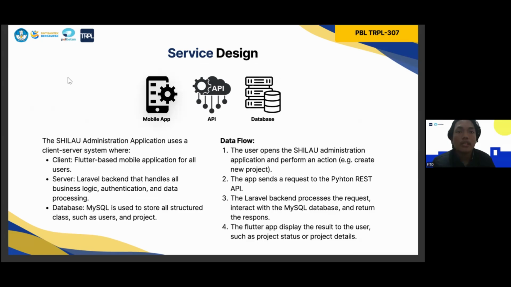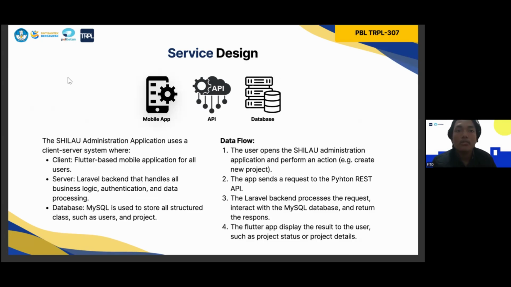On this slide, I will explain the service design of the Silo administration application. The Silo system follows a client-server architecture consisting of three main components. The first is the client or mobile app, which is a Flutter-based application used by all users. The second is the server, a Laravel backend that handles all business logic, authentication, and data processing. And the third is the database, which uses MySQL to store all structured data, such as user information and project detail.